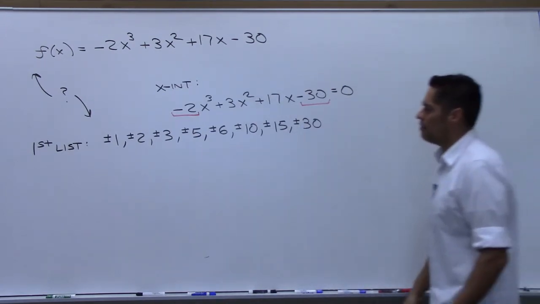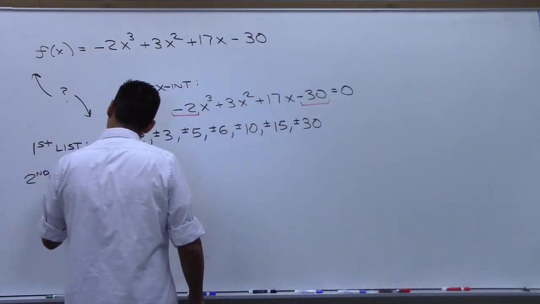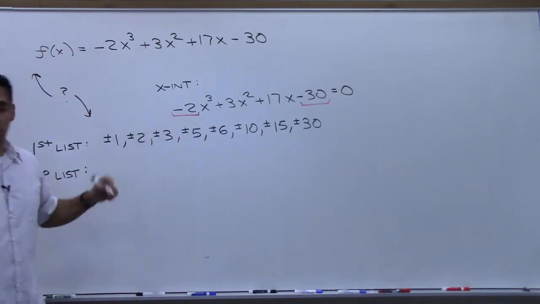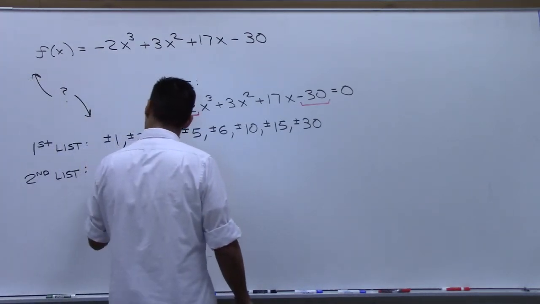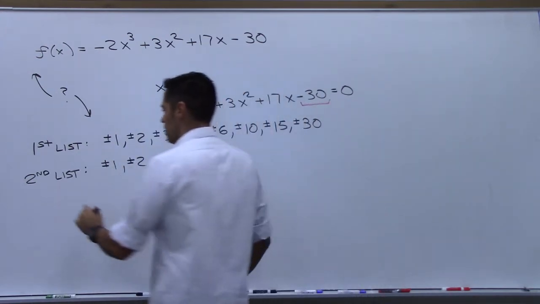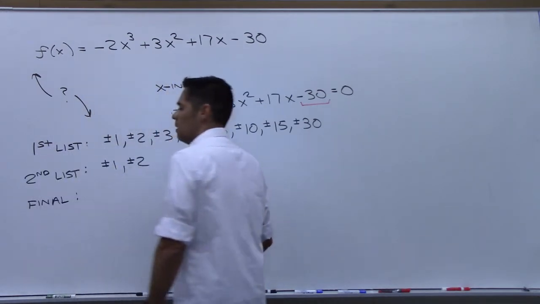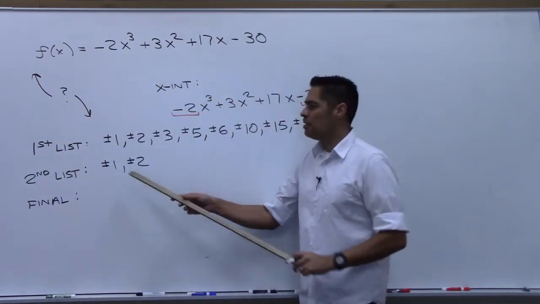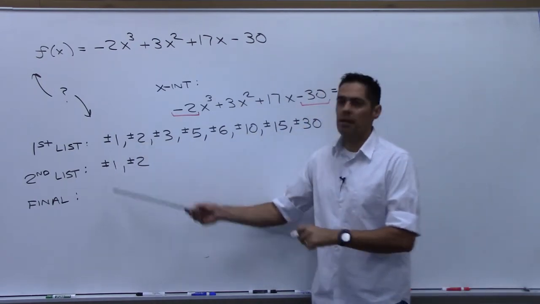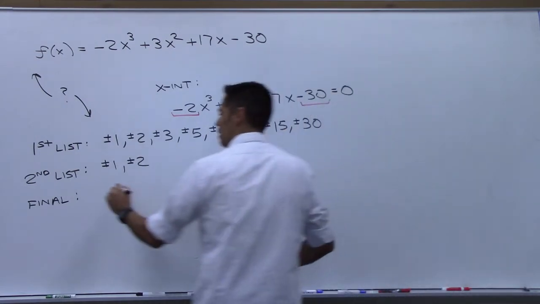Okay. Then my second list is going to be all the factors of 2. So 1 and 2. Positive and negative 1, positive, negative 2. My final list now. If I take every single number here over 1, then I just get this list up here, right? So I've got that list first.